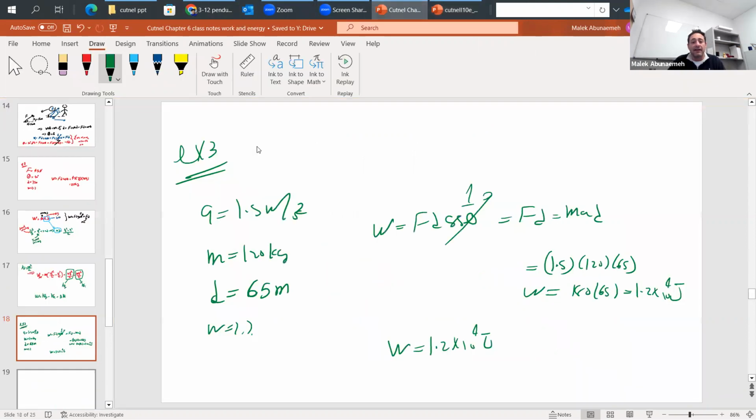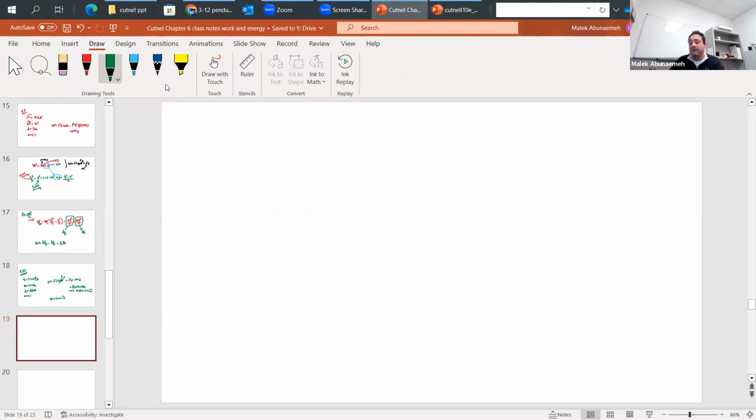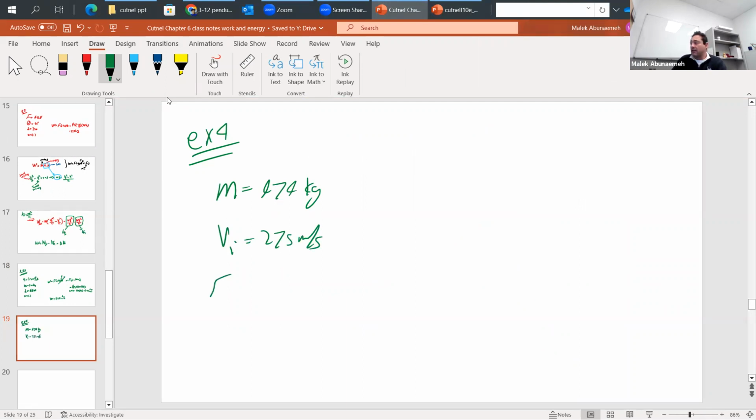So let's go ahead and write down the information from that example. This is going to be example 4. Your mass was 474 kilograms. Your V initial equals 275 meters per second. Your force is 5.6 times 10 to the negative 2 newtons. And the distance is 2.42 times 10 to the 9th meters. And you need to find your final velocity.